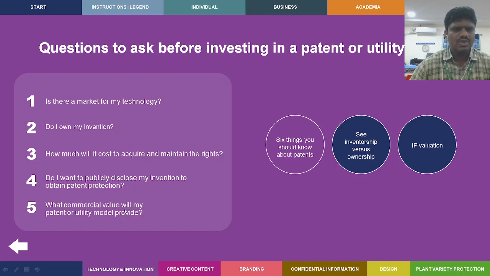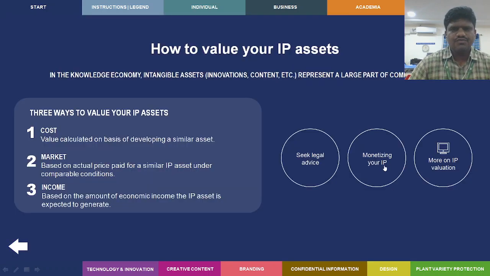What commercial value will my patent or utility model provide? Very, very important. I already told you, commercial value means business. How much cost it will take to produce, and how much you can sell it for, all this will come into the picture. Understand? Next, if you want to see the IP valuation, these are the three important points to keep in mind. One is cost: value calculated based on developing a similar asset, so you have to estimate the cost of the idea or product. Next, market: how much market is there?